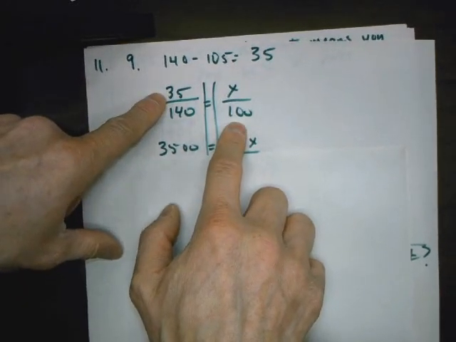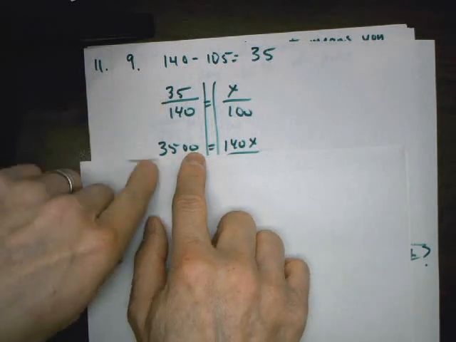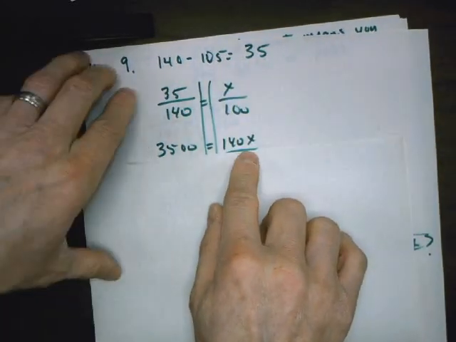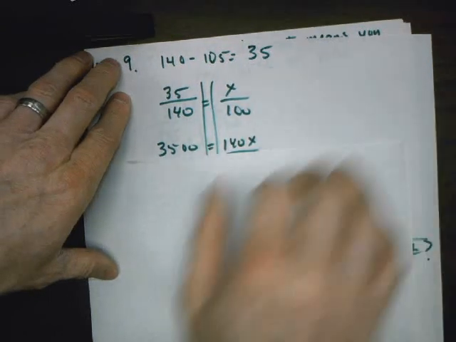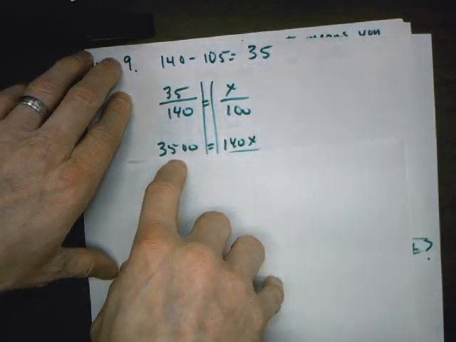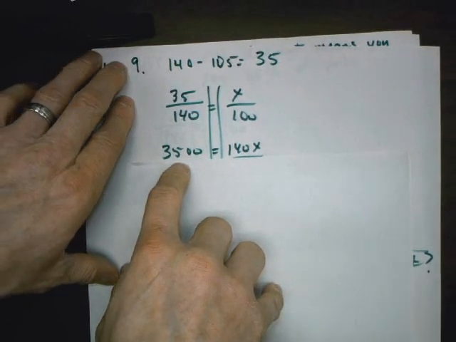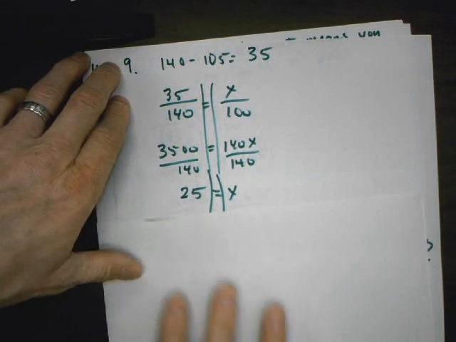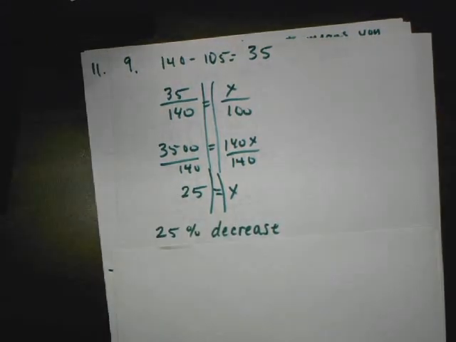I get 35 times 100. Well, multiplying by 100 is easy. You move the decimal 2 times, because there's 2 zeros, right? And I go 140 times x is 140x. Now go off to the side, divide 3,500 by 140, pause the video. You should have gotten, when you did that, 25. And the answer is a 25% decrease, not increase, because it went down.